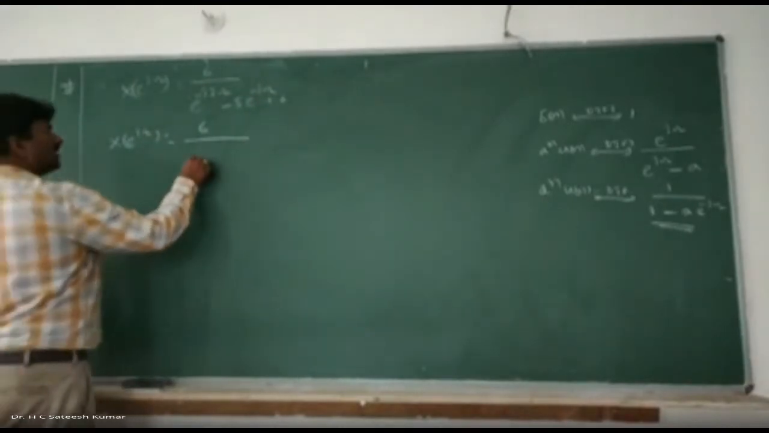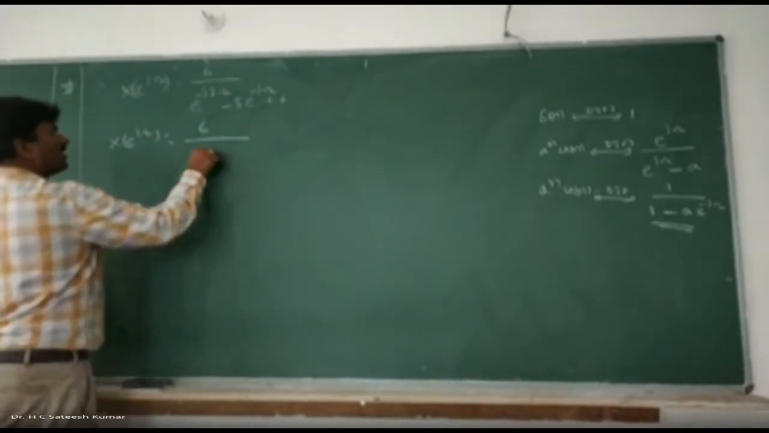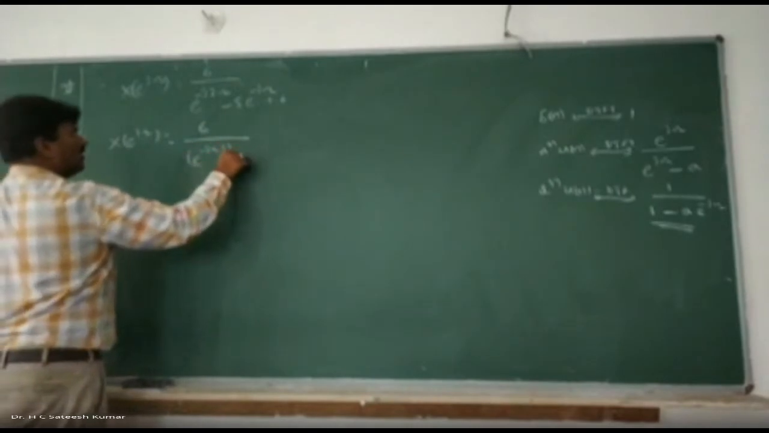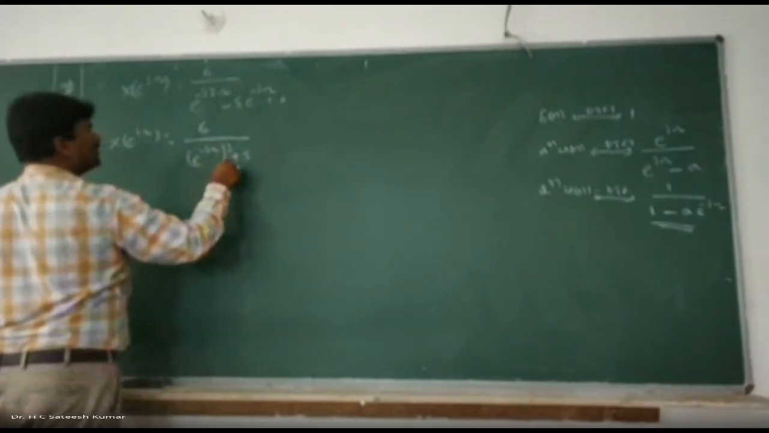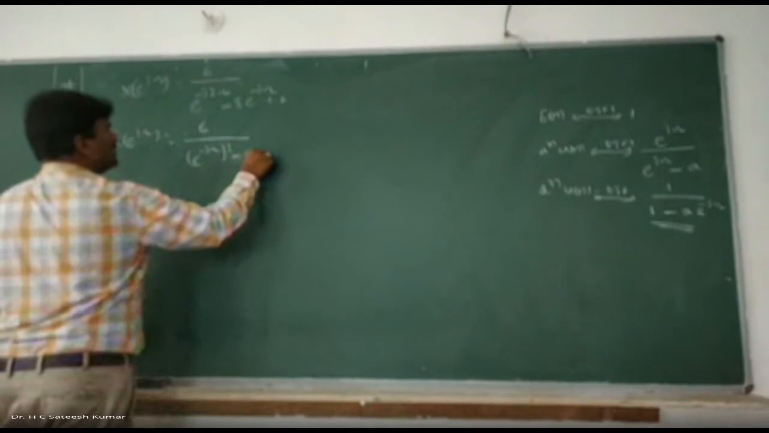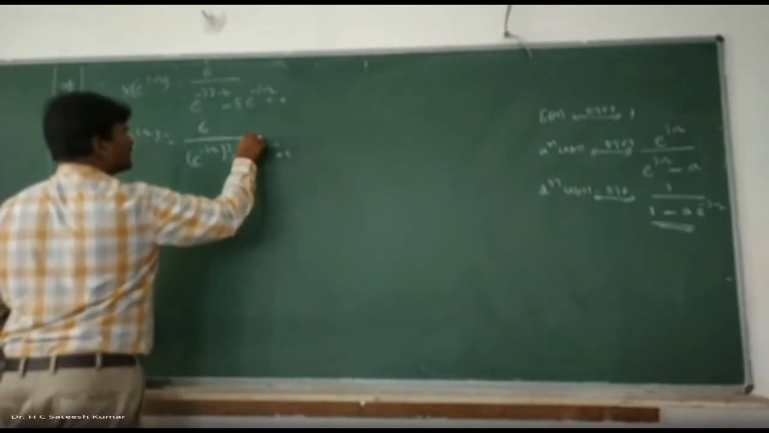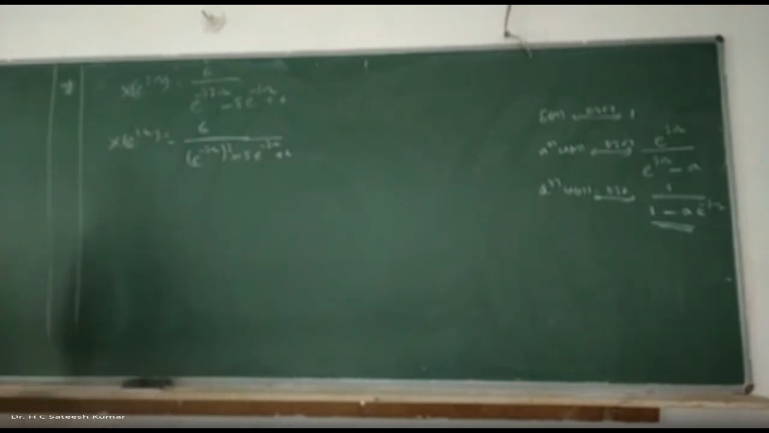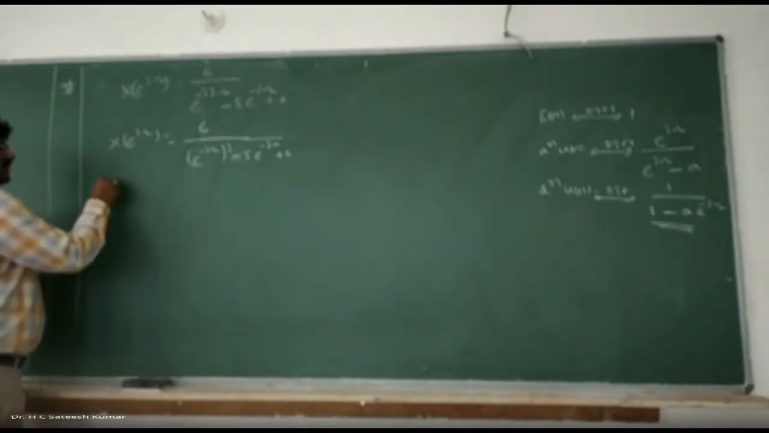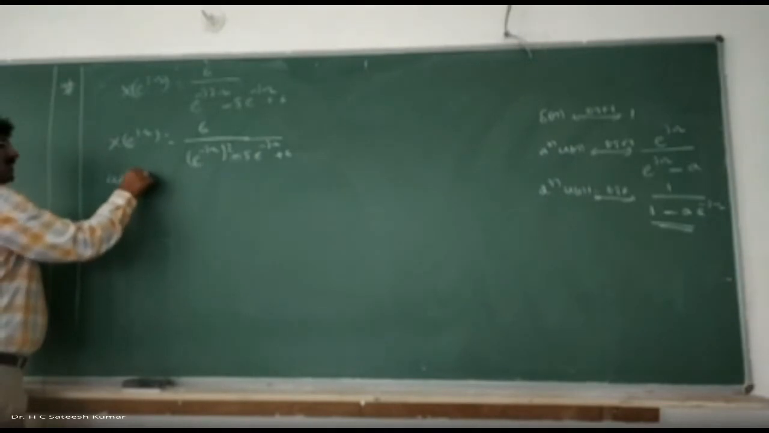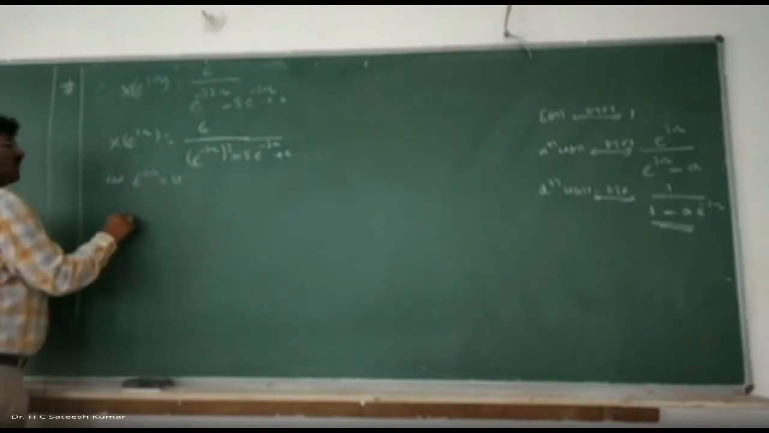Okay, right. This can be written as e to the power of minus j omega whole square minus 5 into e to the power of minus j omega plus 6. So now you go for the partial fraction and keep it in that format. How to do that? Let e to the power of minus j omega be equal to v. It will become very easy for you.